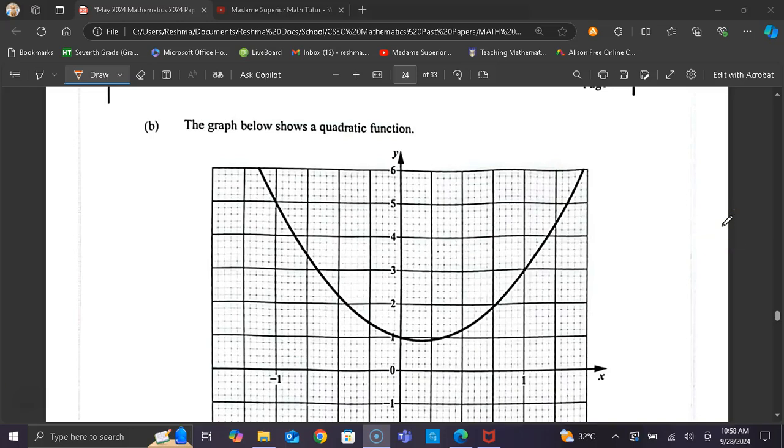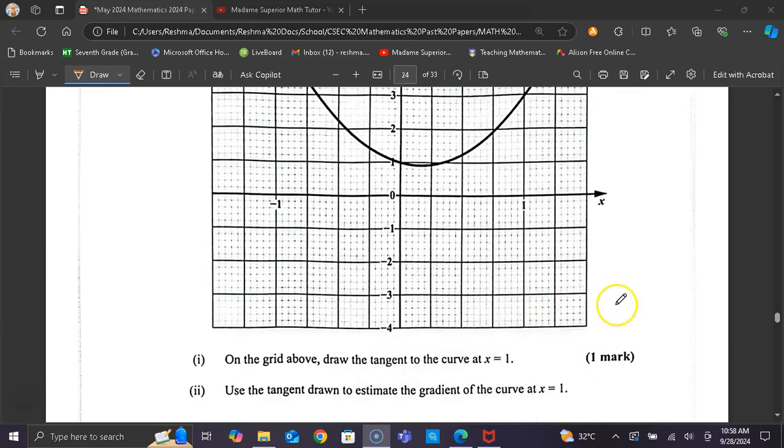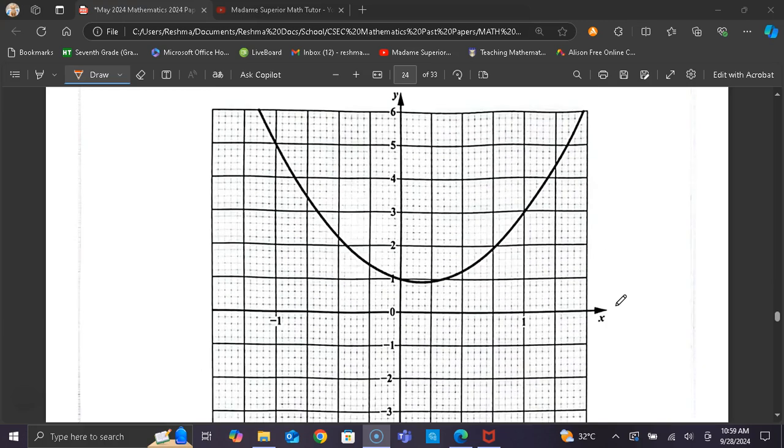So let's move on to part B of question 8, June 2024, Math Paper 2. The graph below shows a quadratic function, so it's a minimum curve. For 1 mark, on the grid above, draw the tangent to the curve at x equal to 1. Because I can't exactly use a ruler on the screen, I'm just going to try my best to draw the tangent at the point x equals 1. At x equal to 1, that's at this point here.